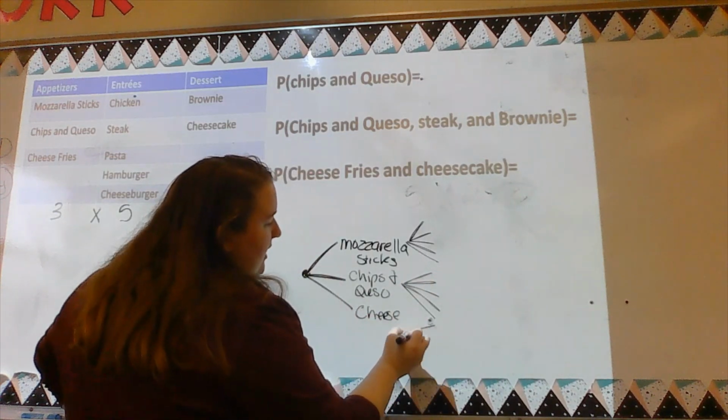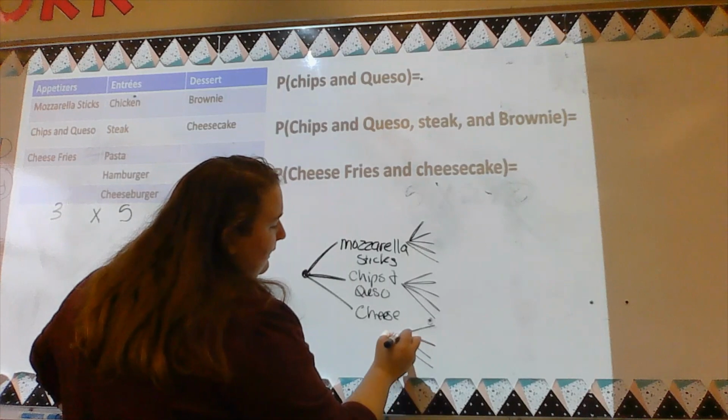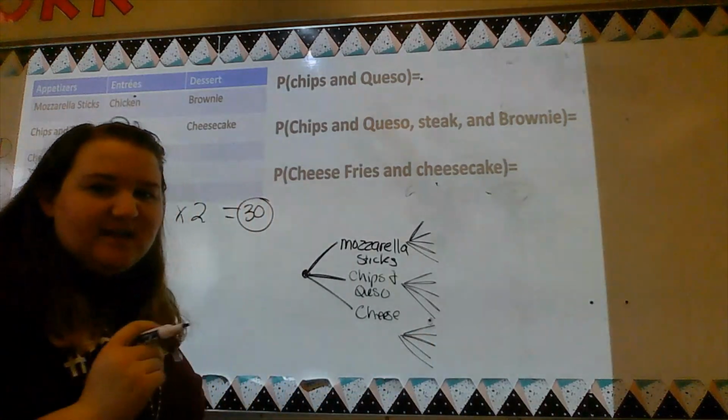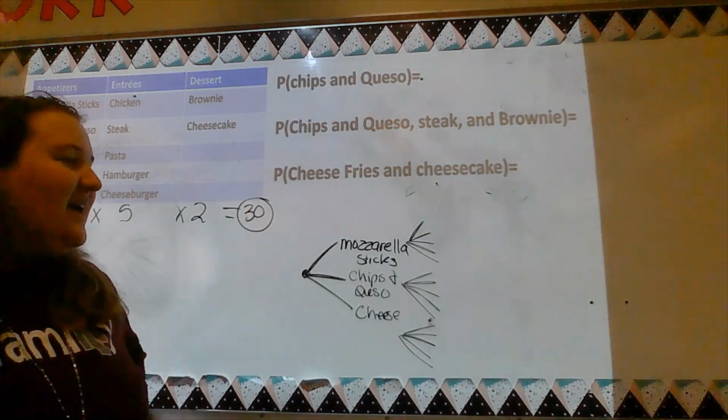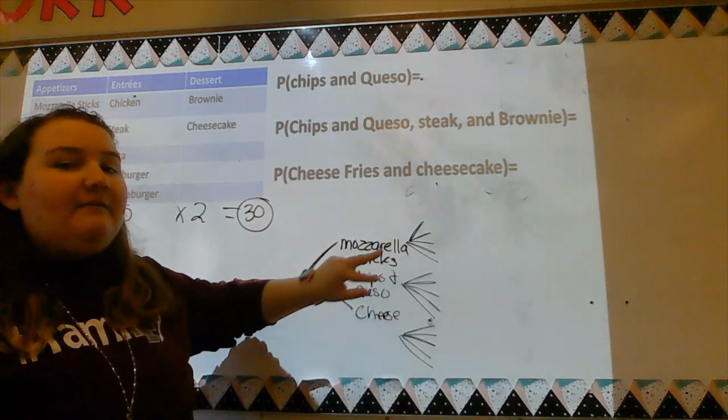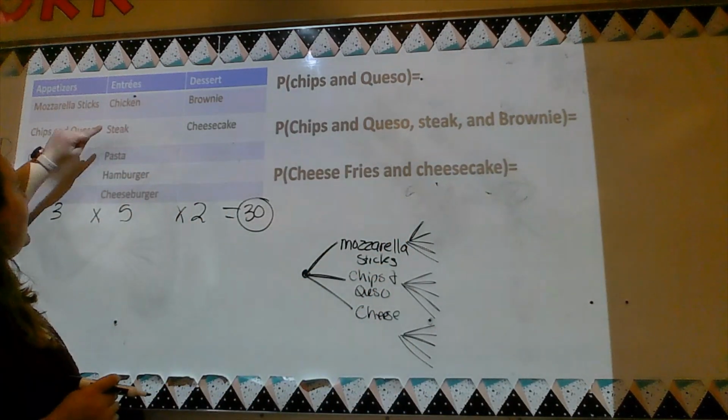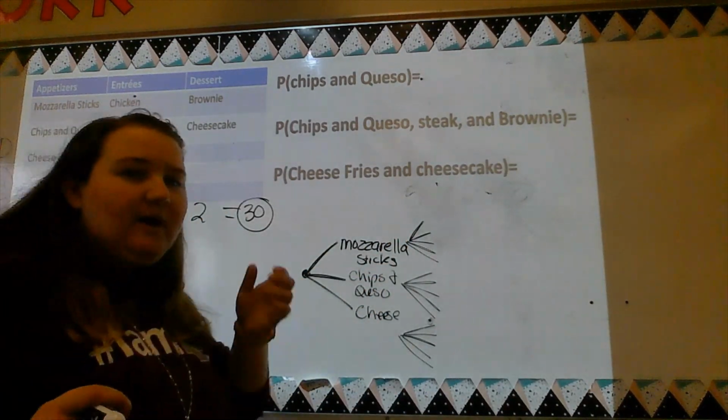1, 2, 3, 4, 5. It gets a little tight, sorry. It gets bigger. So I'm going to list out my 5 options. What are my 5 options? Chicken, steak, pasta, hamburger, cheeseburger. Okay? So I'm going to list those.